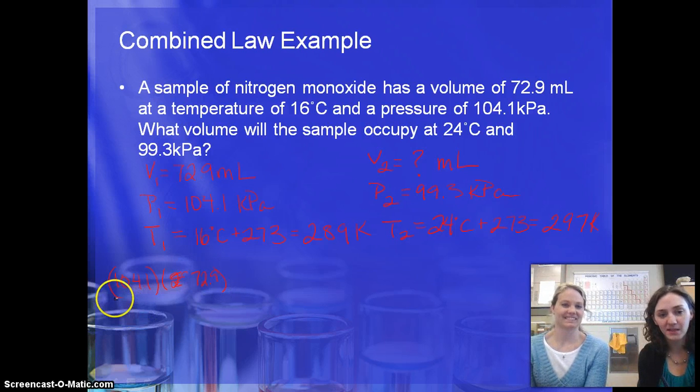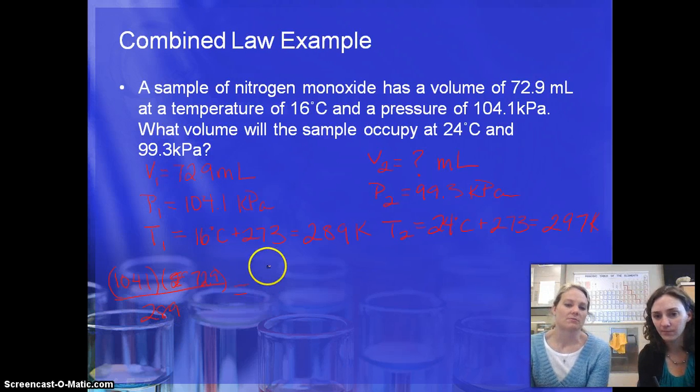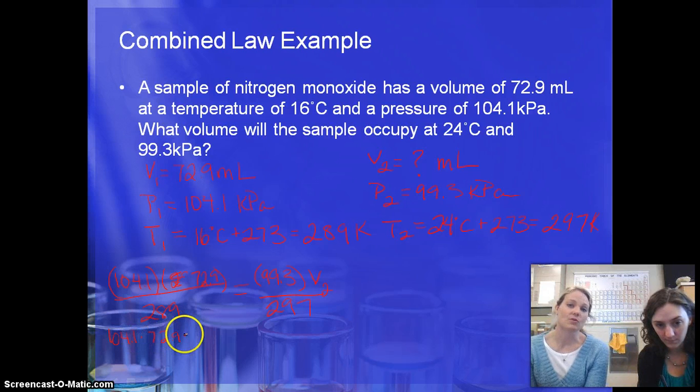We're going to do 72.9 on the top because it's PV over T. So we got 104.1 times 72.9 divided by 289 is equal to 99.3, and then you're going to have your V2 over 297. We're going to cross multiply 104.1 times 72.9 times 297. You're going to hit enter. Then you're going to use your parentheses and you're going to join together the 289 and the 99.3 to get V2 alone all by itself, as you have to get rid of all those variables on the right side of your equation.